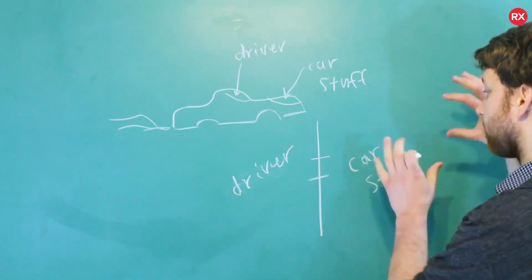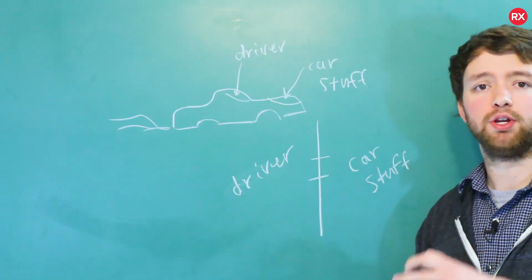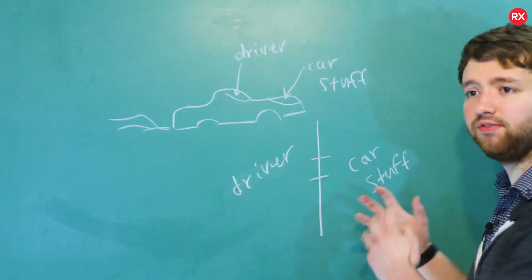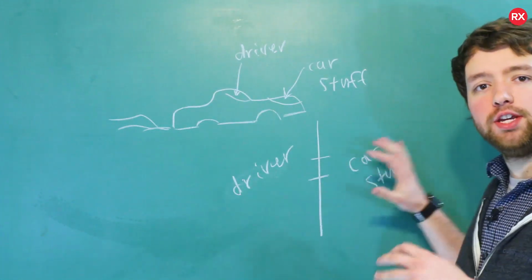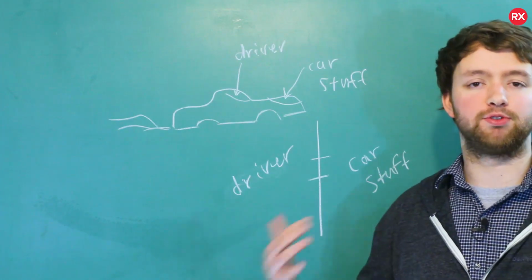Now the inner workings, the car stuff, that can be swapped out. You could switch the engine with a different type, you could turbo it, whatever you want to do to make it more beefy, more cool of a car. So the inner details of the car are hidden. This is the idea behind an abstraction.